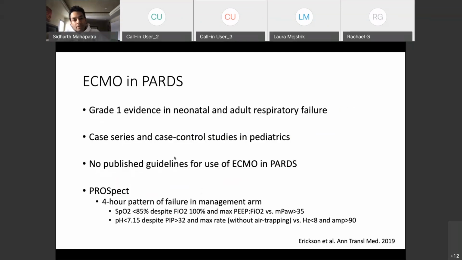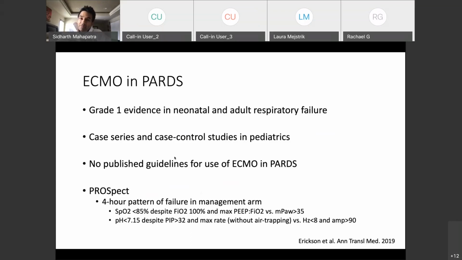ECMO and PARDS, more about that. There's grade 1 level evidence in the neonatal and adult respiratory failure populations, meaning that it's very good evidence showing that in those patients, they do fairly well, and there are good indications for ECMO in these patients. But in the pediatric age group, there isn't. There are only case series and case control studies in pediatrics that we are using to guide our management on how and when to place these patients on ECMO. So there are no real published guidelines right now for inclusion or exclusion of patients that have PARDS onto ECMO.